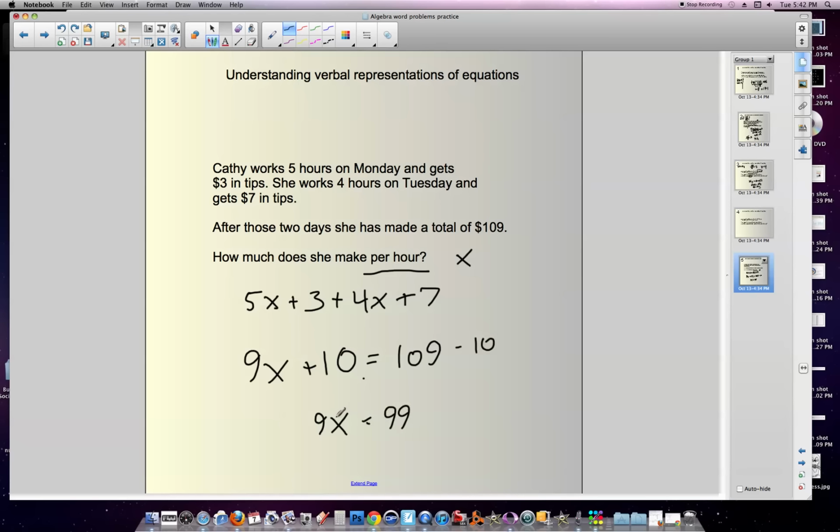And if I had to multiply x by 9 to get 99, then I can just simply take 99 and divide it by 9, and that's going to equal x. And we can simplify this and say, well, 9 will go into 99, right? How many groups of 9 can I make? 11. Nothing's left over. So Kathy makes $11 per hour. This is just kind of showing you how we can take real life situations and use algebra.